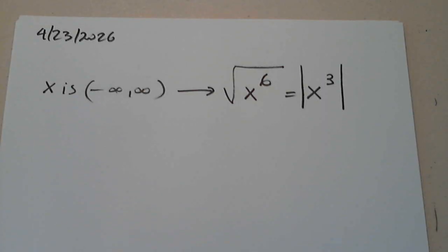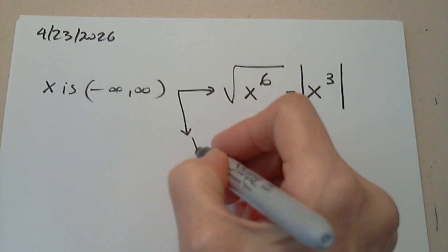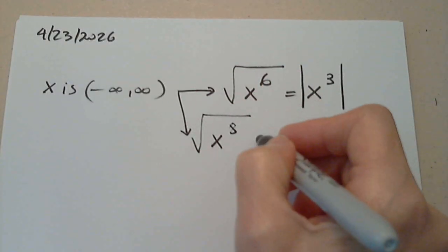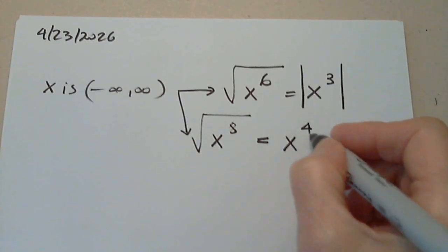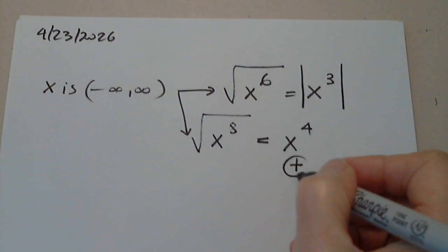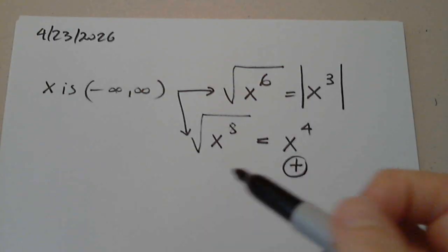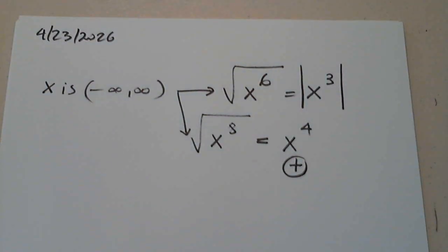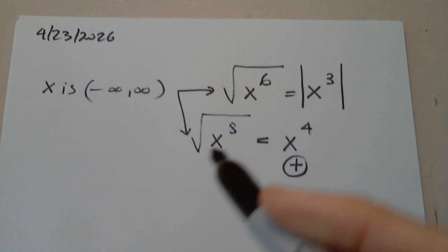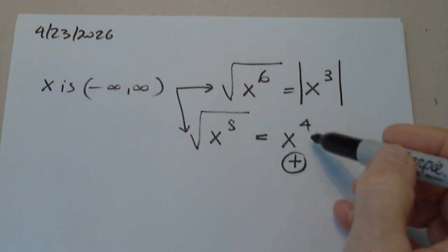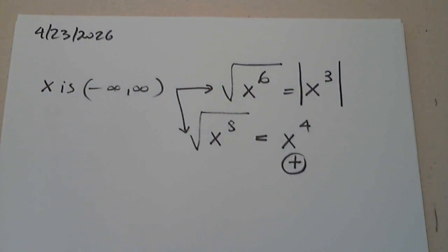Now, if I am asked to find the square root of x to the eighth, no matter what, x to the fourth is always positive, because we know that anything we raise to an even power will always be positive. There is no need to write the absolute value. So we use the absolute value only when it's needed.